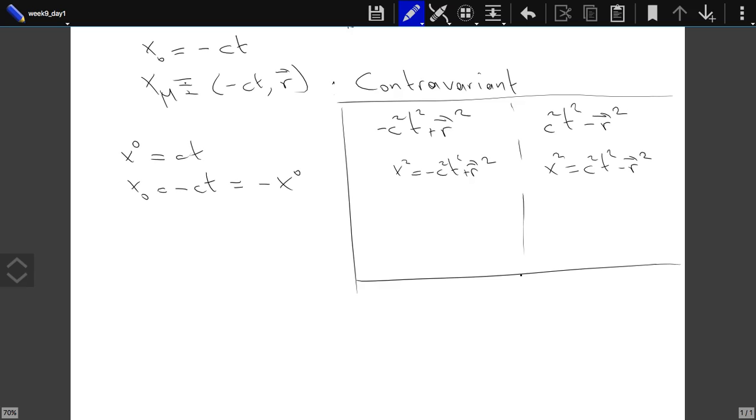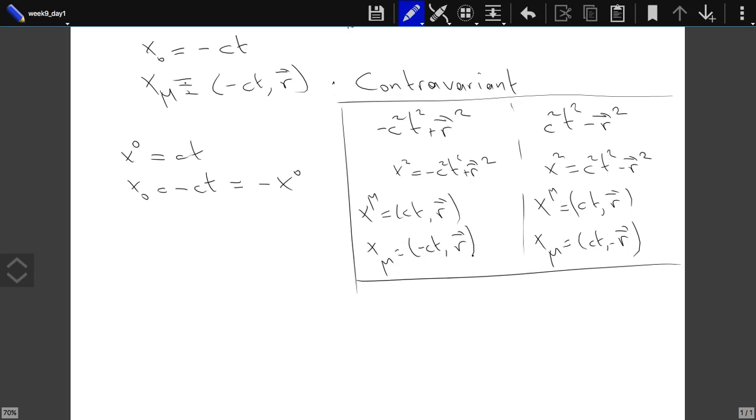In that convention, x mu is ct, r, and if you lower the indices, it's the position that acquires the minus sign. In the convention used in the book, x mu is ct, r, and if you lower the indices, it's the time component that changes its sign.